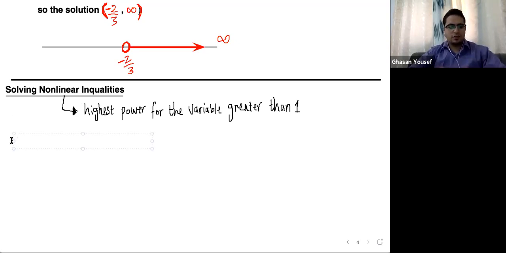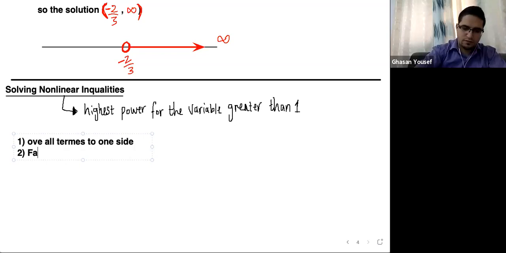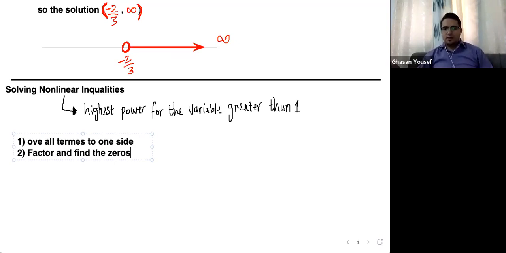We have to follow the steps to solve the nonlinear inequality. These steps are not hard, they're easy. First one, number one, move all terms to one side and make the other side equal 0. Second step, factor and find the zeros. To find the zeros, we should make the equation equal 0.